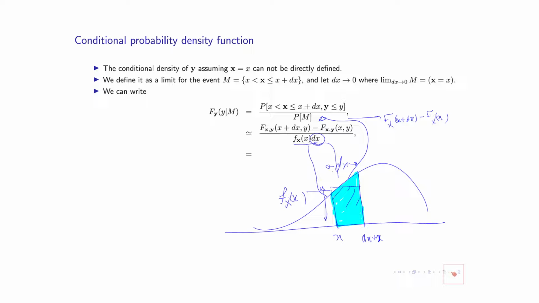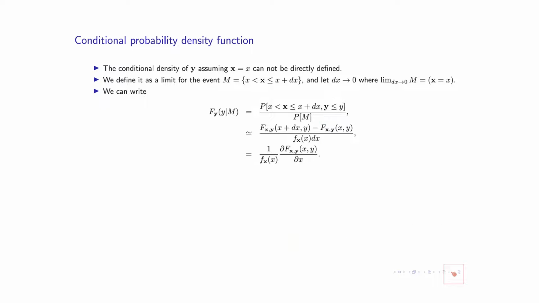So the denominator is equal to that, but the numerator is also the same thing. So let's see the numerator. For the denominator, I get f_X of x dx, and for the numerator, it is like I have a differentiation on x.